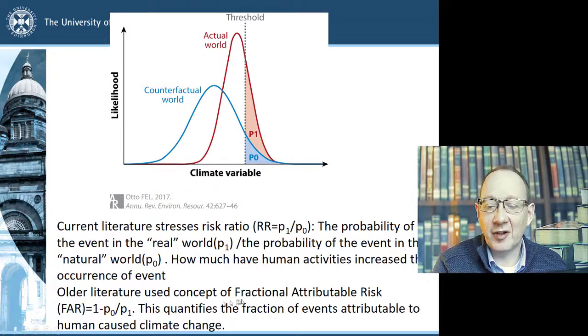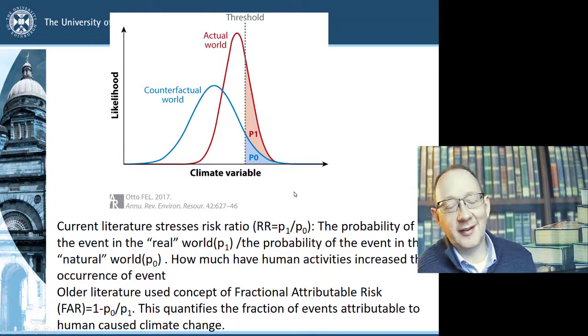The early literature uses concepts of fractional attributable risk, FAR, that's 1 minus P0 over P1. This quantifies the fraction of events attributable to human-caused climate change. So that matters when you think about loss and damage issues.